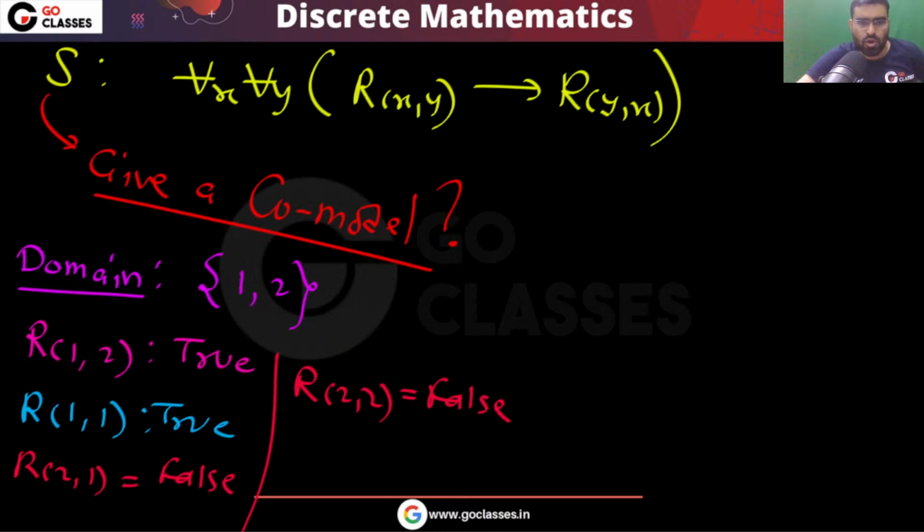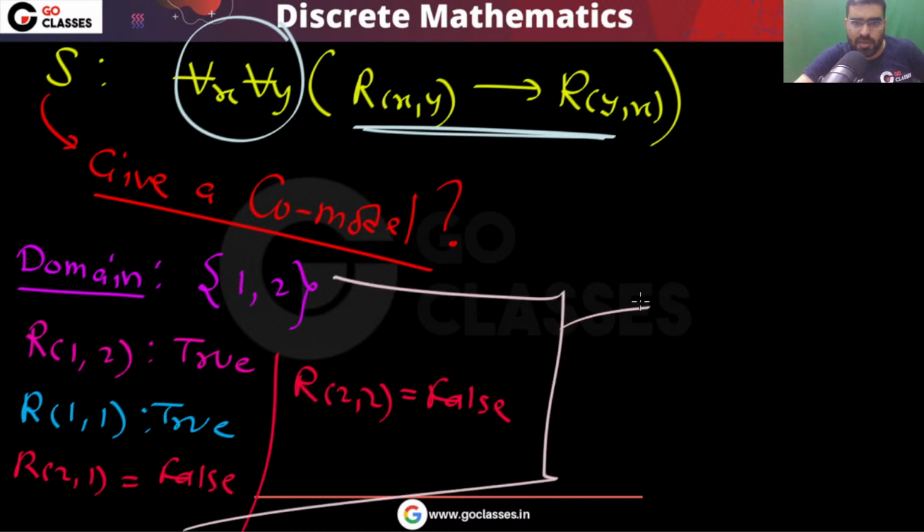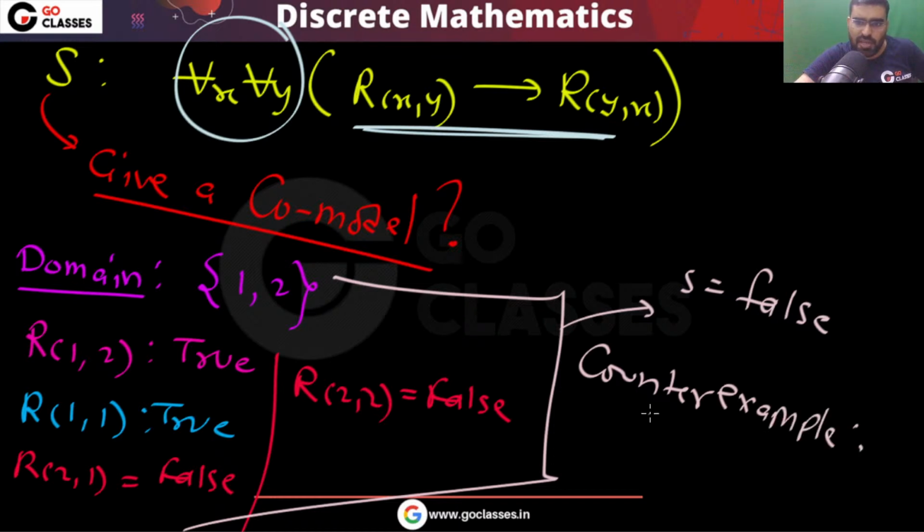Why will this work as a co-model? Because this is saying that for every x, for every y, this should be true. Now you can easily see that in this interpretation, this S will be false. And what will be the counter example? Which pair is going to be the counter example? Consider the pair 1, 2.